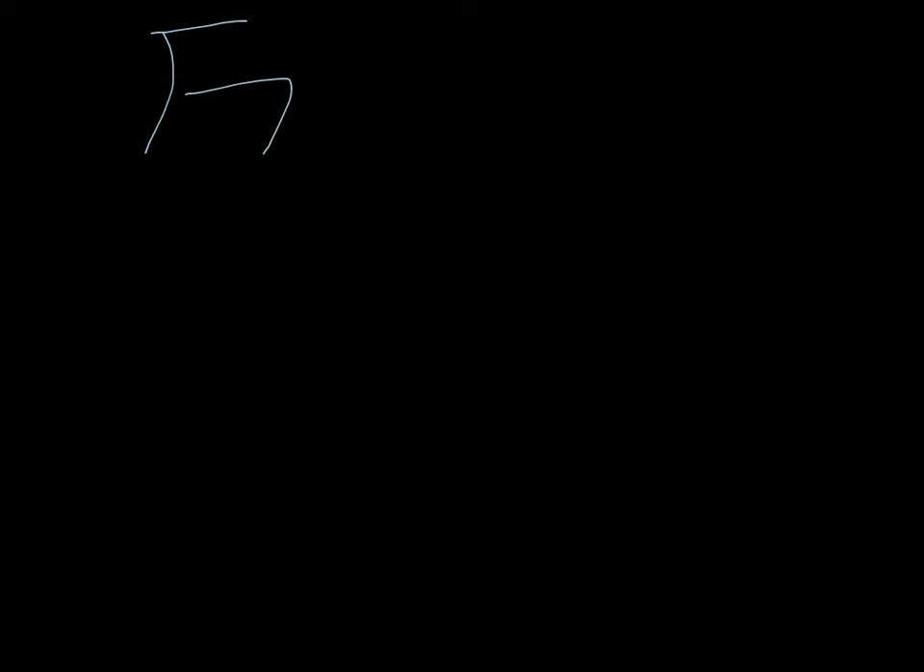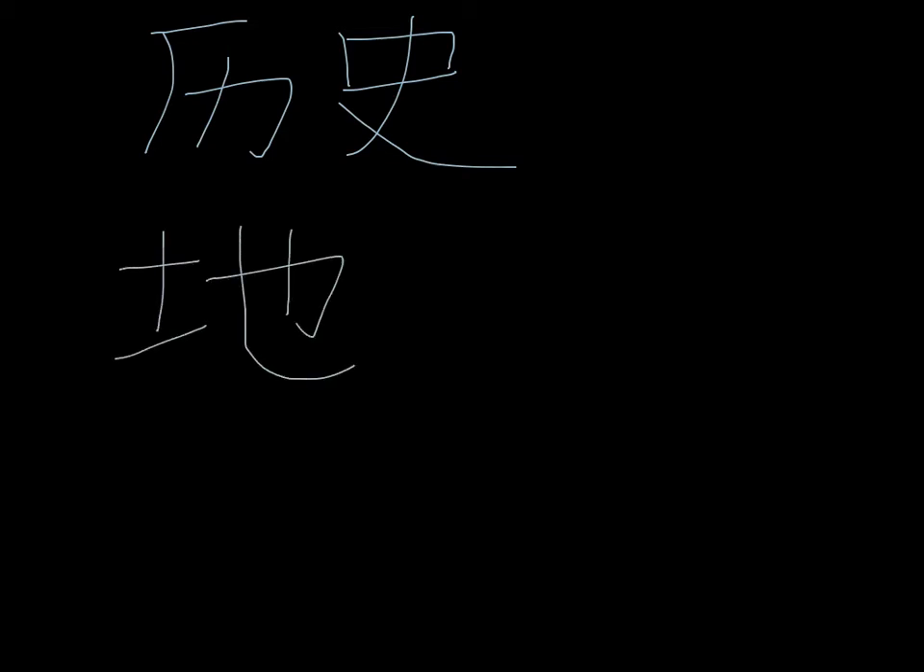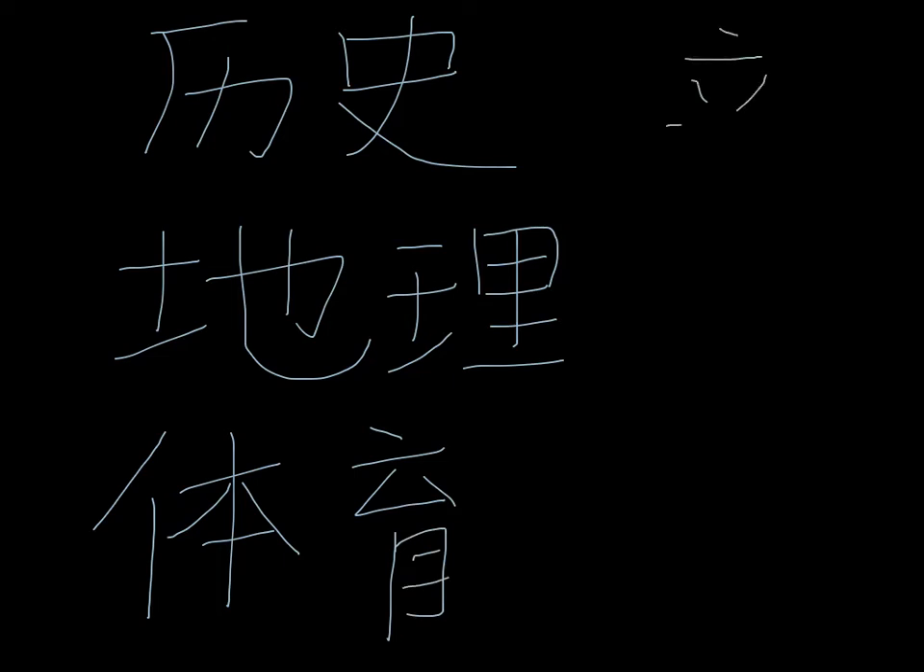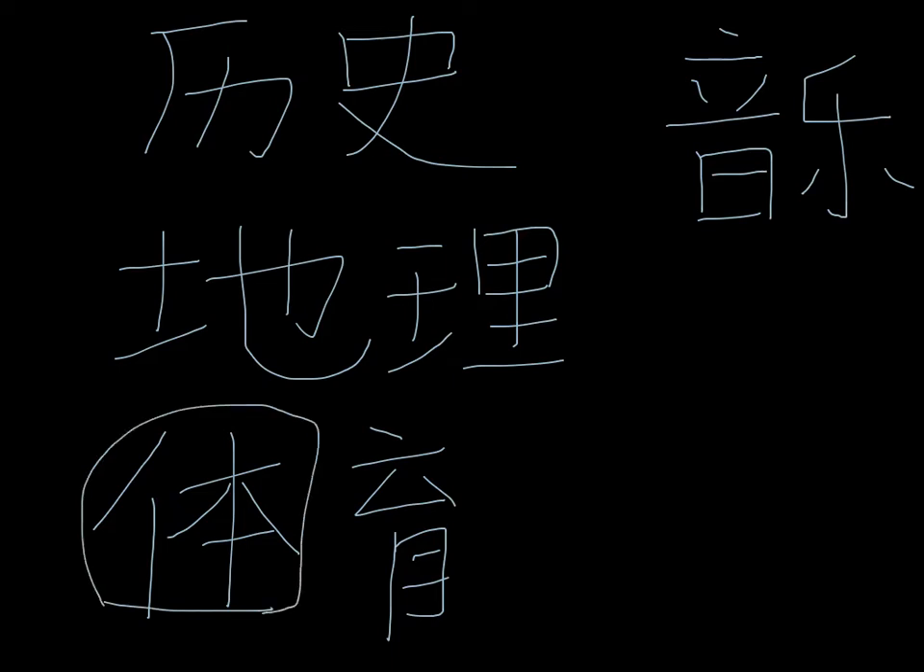First of all, 历史地理. While I'm writing, you can think of the ways of memorizing it. 体育音乐. Okay, so those several characters, the obvious one to memorize is this one, 体 and 育.